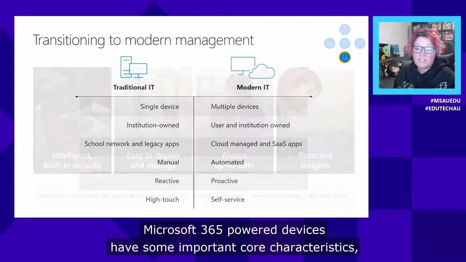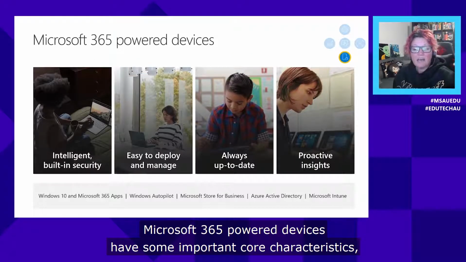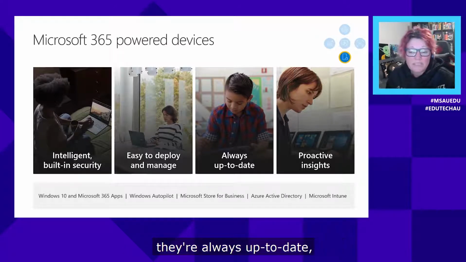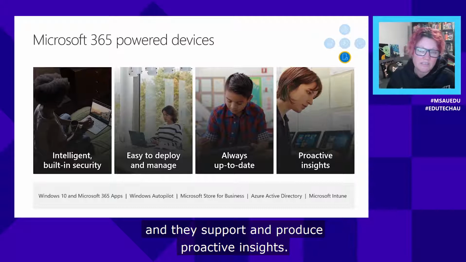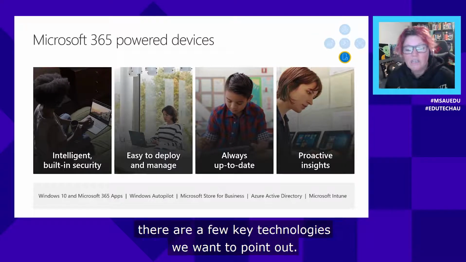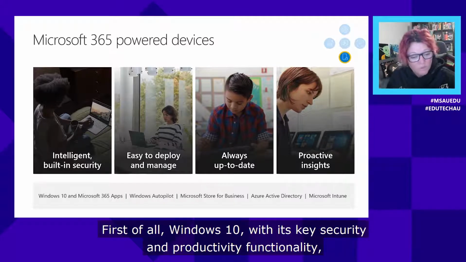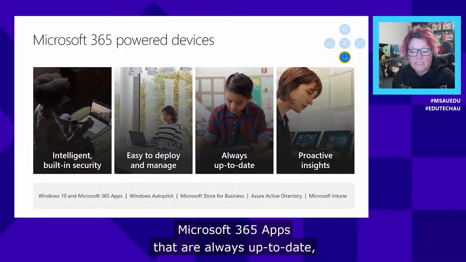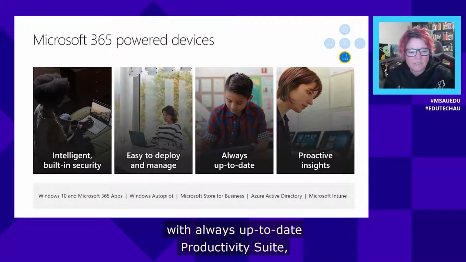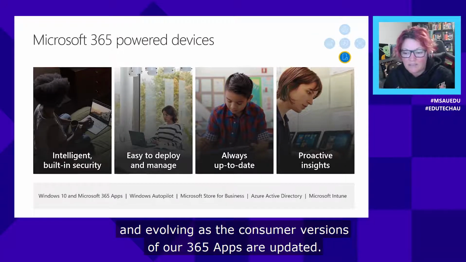So for us, Microsoft 365 powered devices have some important core characteristics, and they are designed with built-in intelligence and security. They're easy to deploy and manage. They're always up to date, and they support and produce proactive insights. From the perspective of a Microsoft 365 powered device, and more specifically Windows 10, there are a few key technologies that we want to point out. First of all, Windows 10 with its key security and productivity functionality, Microsoft 365 apps that are always up to date, with an always up to date productivity suite and evolving as the consumer versions of our 365 apps are updated.